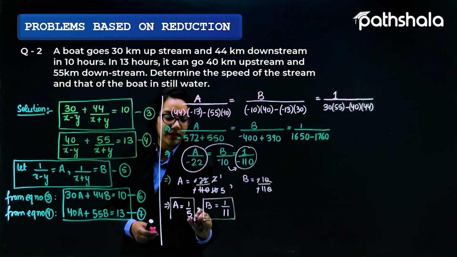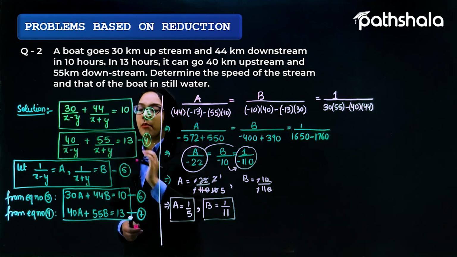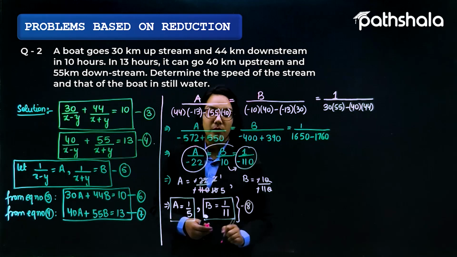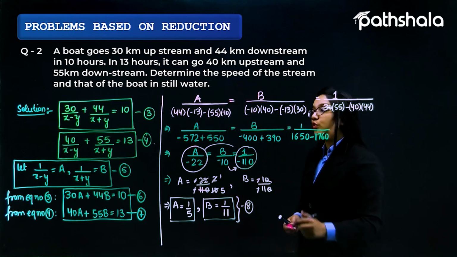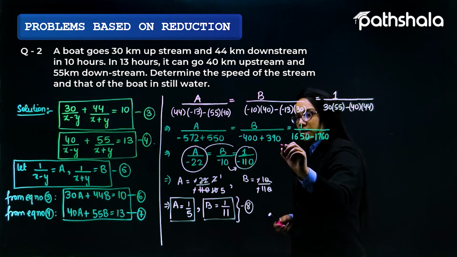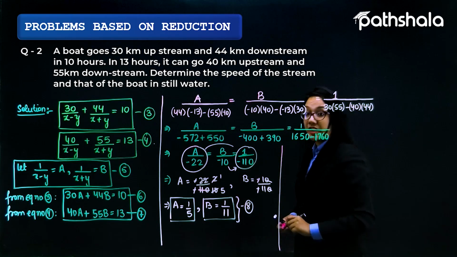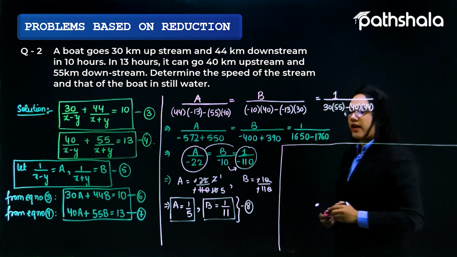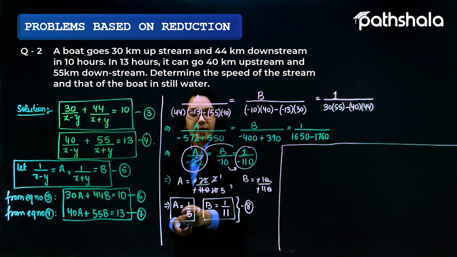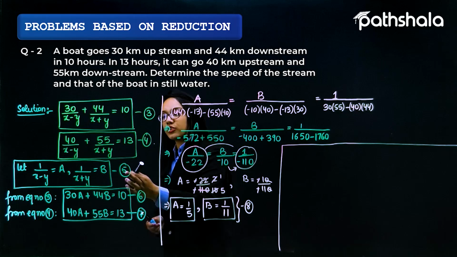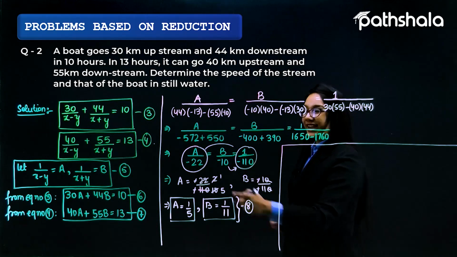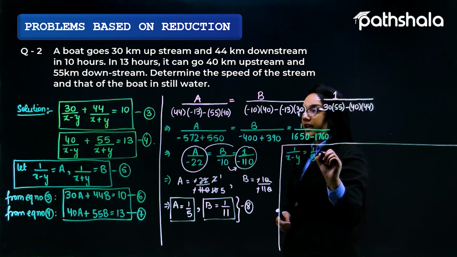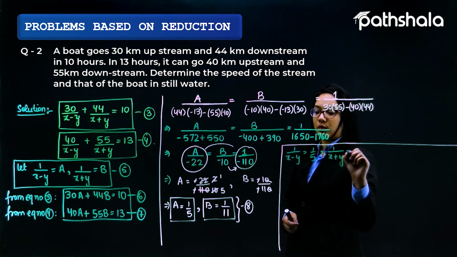Now we have to substitute capital A and capital B into equation number 5. Let us call both of these values equation number 8. We substitute equation number 8 into equation number 5 in order to get the values of X and Y. So substituting 8 into 5, we get 1 by X minus Y is equal to 1 by 5, and 1 by X plus Y is equal to 1 by 11.